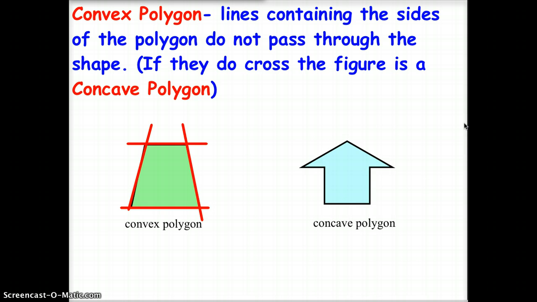For concave polygons, however, the opposite is true. If I extend these lines out, it's still on the outside of the figure. But extending this line out, we're going through the figure. So because it goes through the middle of the figure, or through the figure at all, it's a concave polygon.